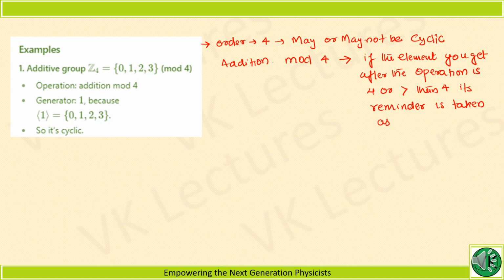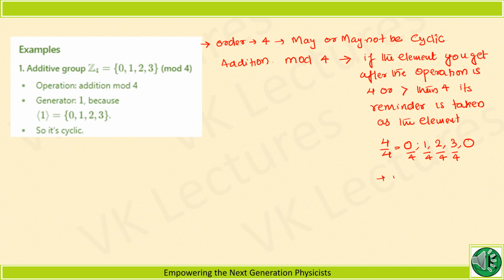Taken as the element, nothing. If you get 4, 4 divided by 4, the remainder is 0. So it goes back to 0. If I add 0 plus 1, 1, plus 1, 2, plus 1, 3, plus 1, 4, instead of 4 again it goes back to 0. So everywhere, 0 by 4, 1 by 4, 2 by 4, 3 by 4, what is the remainder? Always the remainder is 0, 1, 2, 3. So it is like this.